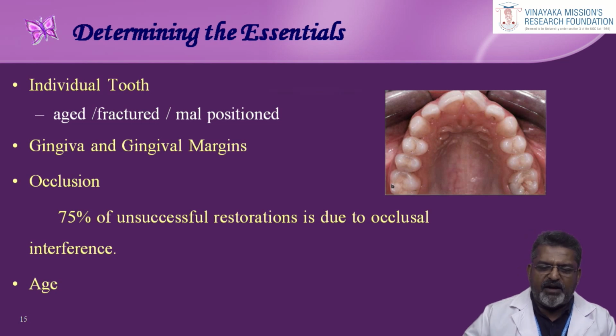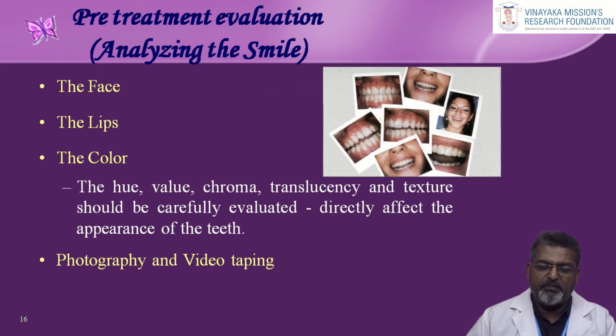Coming to the treatment evaluation, previously I was talking about the determinants of essentials. These are all the essential things you have to understand when you decide on the veneer as your treatment option. So you have decided, the patient is decided, and you have done everything. Everything is apt for that patient, and you have decided to go for a veneer treatment. So what are all the things you have to look into when you plan for your veneer?